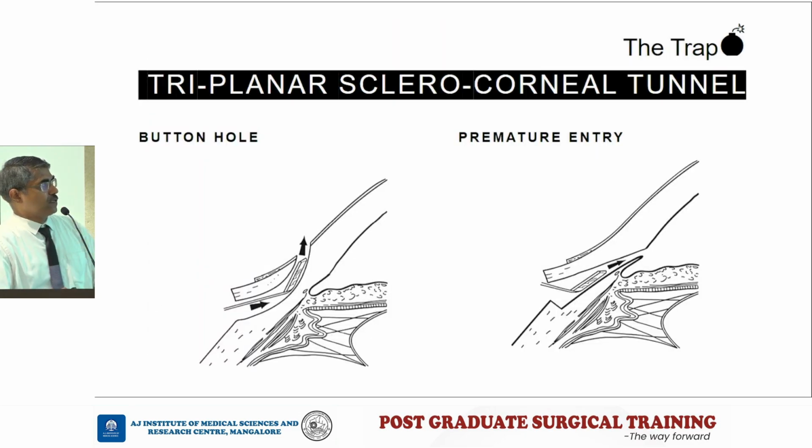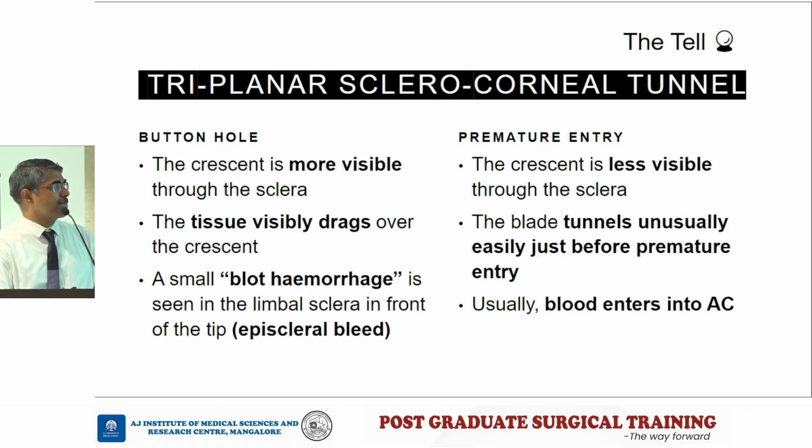So what are the things that can go wrong? The traps you can get into are the buttonhole and the premature entry. The buttonhole is when the blade rides up. The premature entry is when the blade goes down.